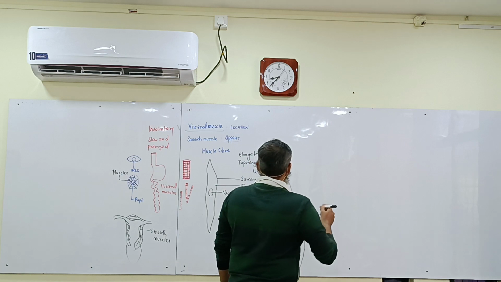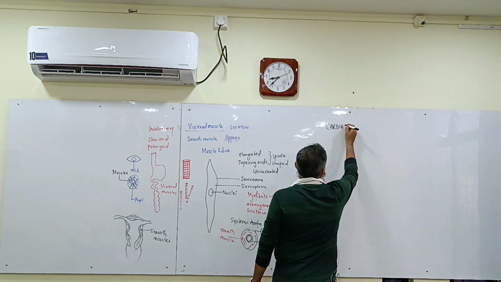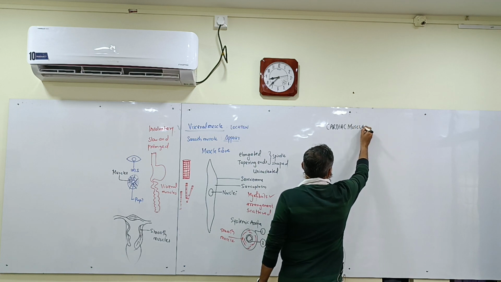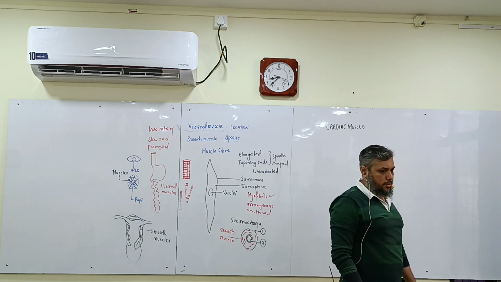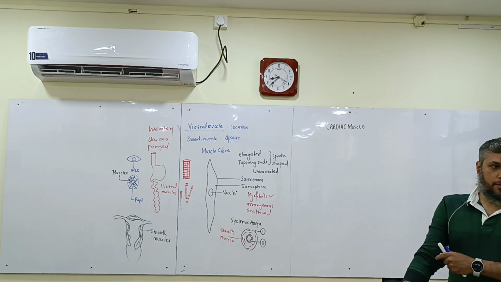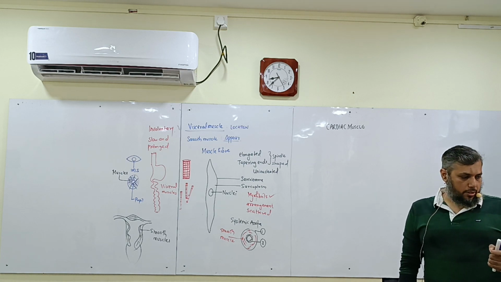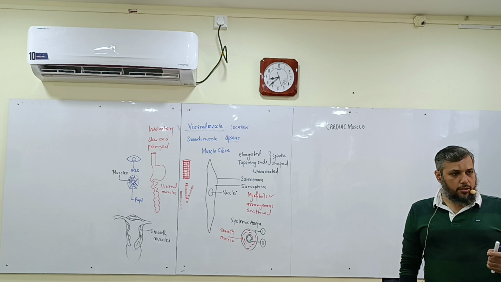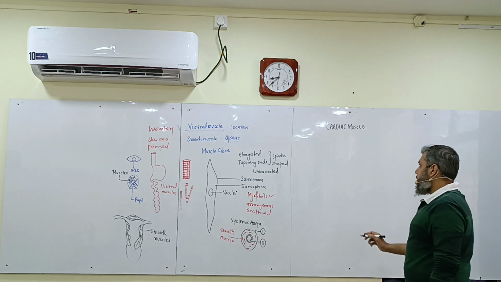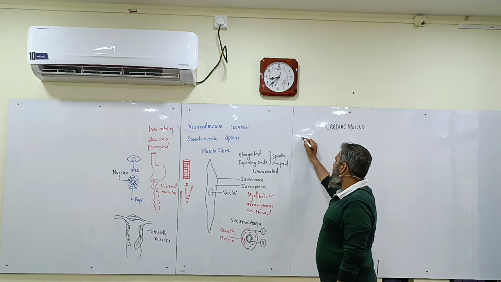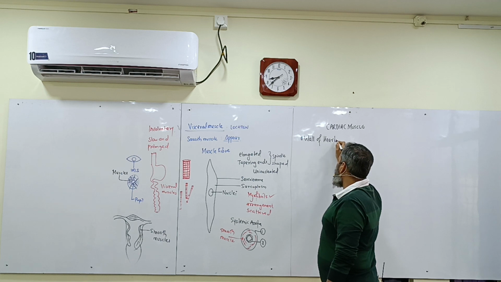Then we have the third type. That is which muscle? Cardiac muscle. Okay. So you don't have to be a rocket scientist to tell me that the cardiac muscle is located in the wall of the heart. Where is the cardiac muscle located? It is located in the wall of the human heart.